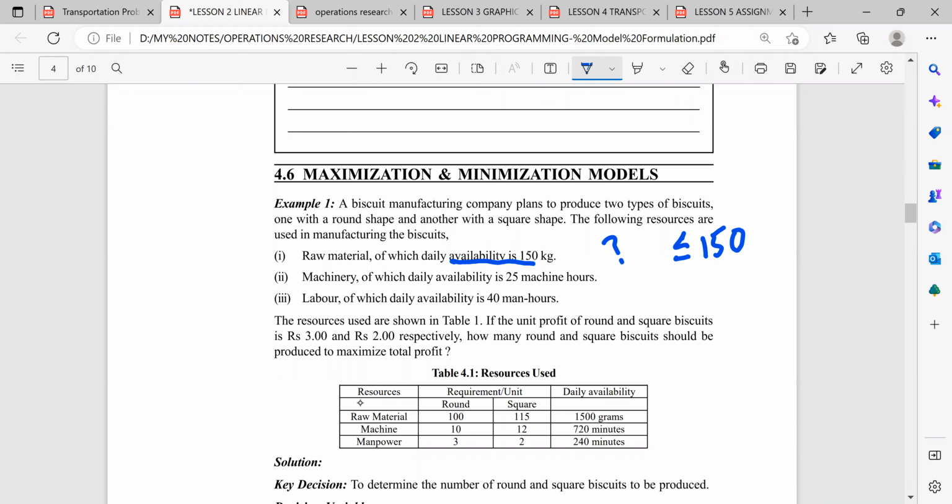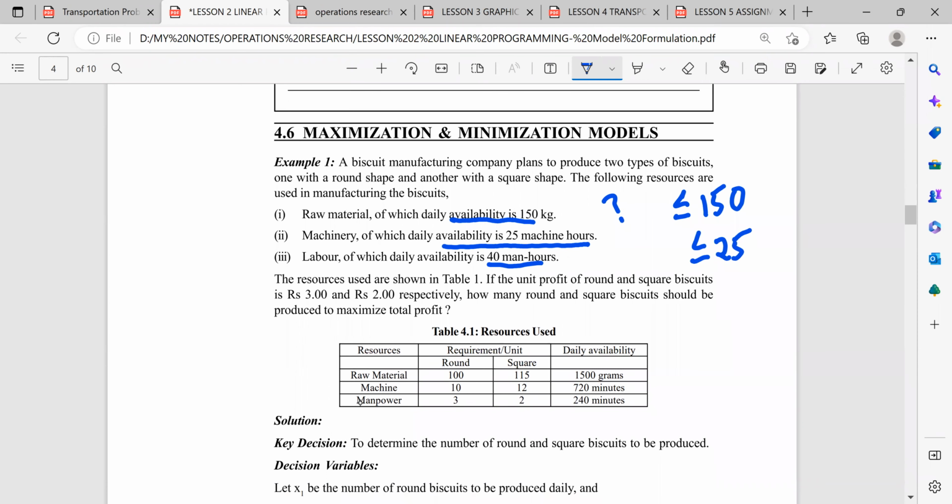Then machines, daily availability is 25 machine hours. That means you can't have more than that. So you'll be working within 25 machine working hours. Then labor, of which availability is 40 man hours. So again, you need to work within those constraints. Then you are told the resources used are shown in table 1.